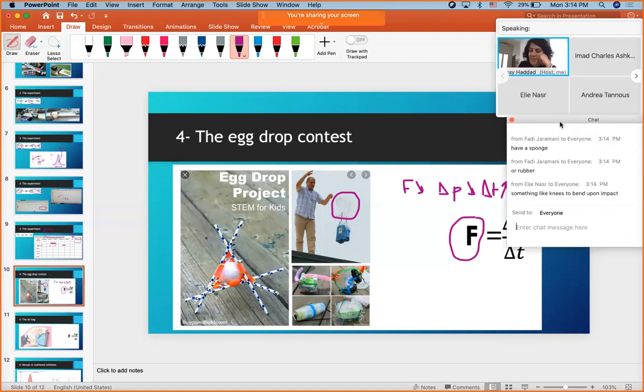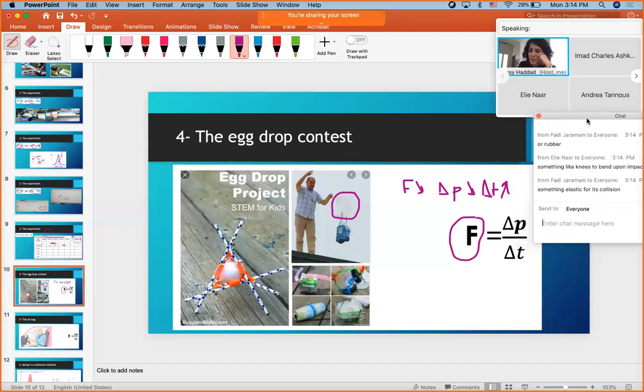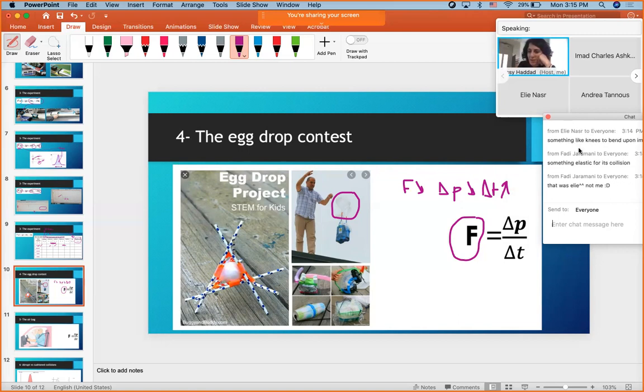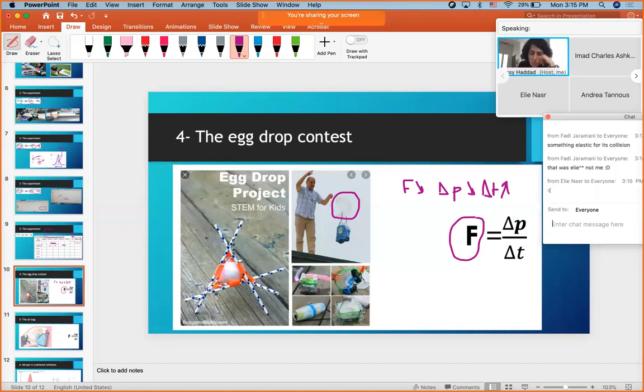Okay, something like knees to bend upon impact. Ya Rabbi Fadi, look at you, so creative. You're gonna create artificial knees for the egg. Sounds so funny. Something elastic for the collision. Yes, Fadi. So probably surround your egg with a sponge or something. Yes, I know Eli talked about the knees. That's true. So those straws probably would work as knees. They're empty from the inside. Probably they're gonna bend a bit. Eli, why the sad face? I said you were very creative.